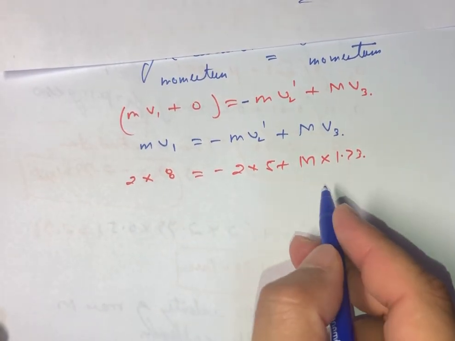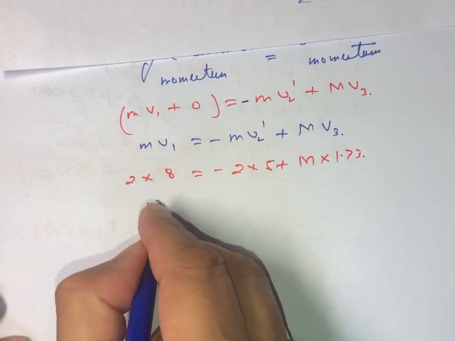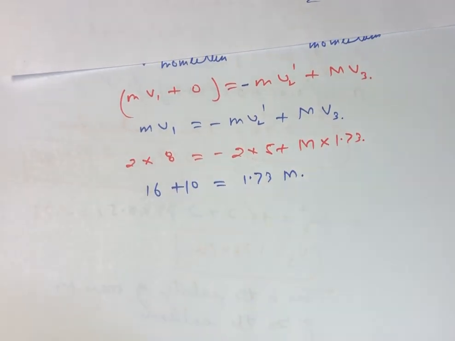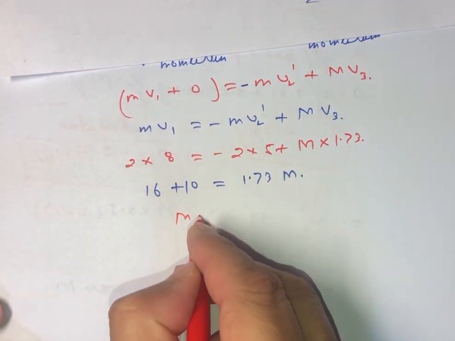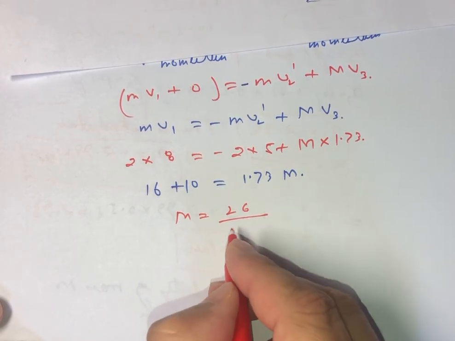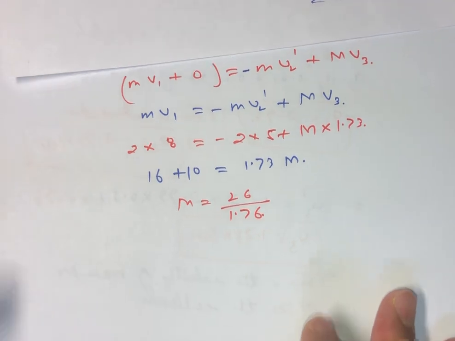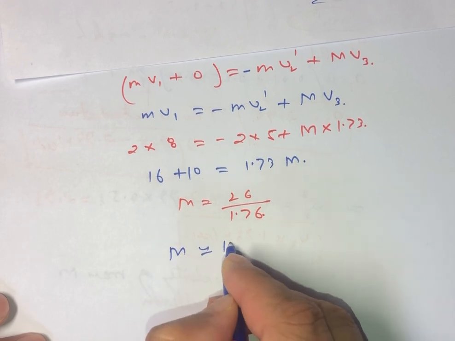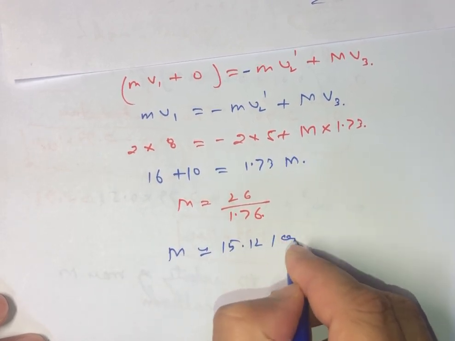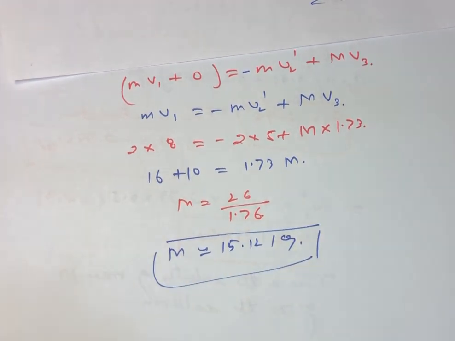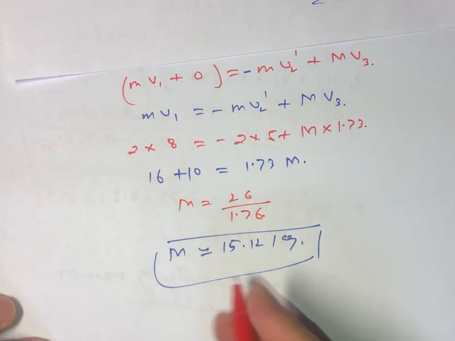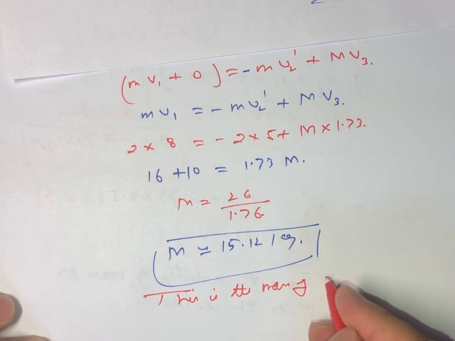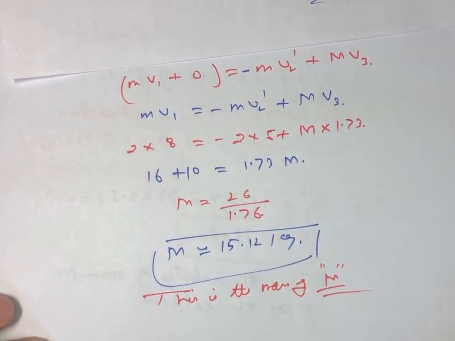So we get this as 16 plus 10 is equal to 1.73 multiplied by M, or we can say our mass M is equal to 26 divided by 1.73, which we get approximately equal to 15.12 kg. So this is the mass of capital M.